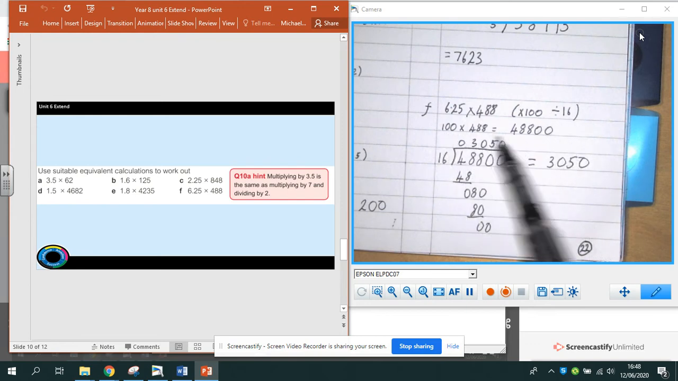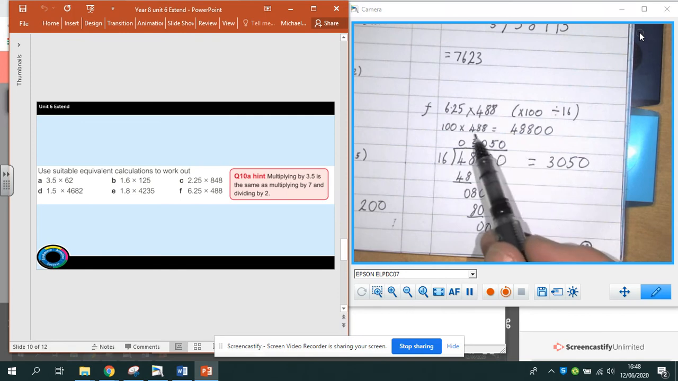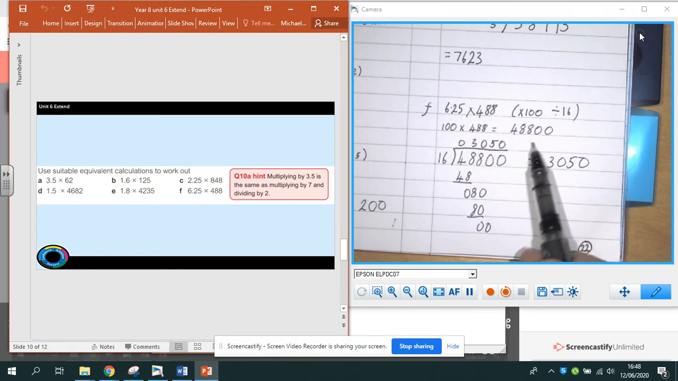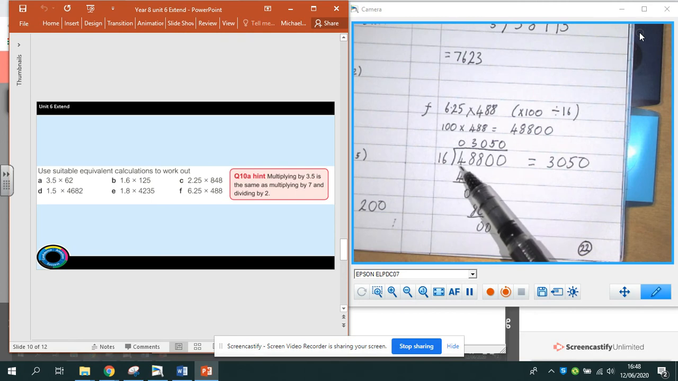So obviously multiplying by 100, we start off quite easily because it's just 488 with 2 zeros on the end, which gives you 48,800. And now I've got to divide this by 16. Okay, let's have a look. How many 16s in 4? Well, there aren't any. How many 16s in 48? Well, you should have an idea now that 3 16s are 48, especially if you're a dart player, you'll know. So 48 divided by 16 is 3 with no remainder.